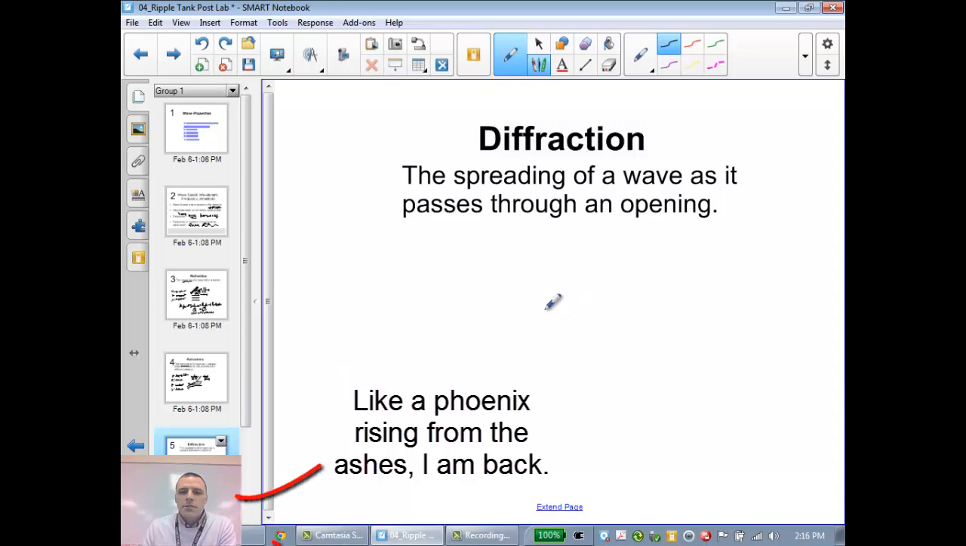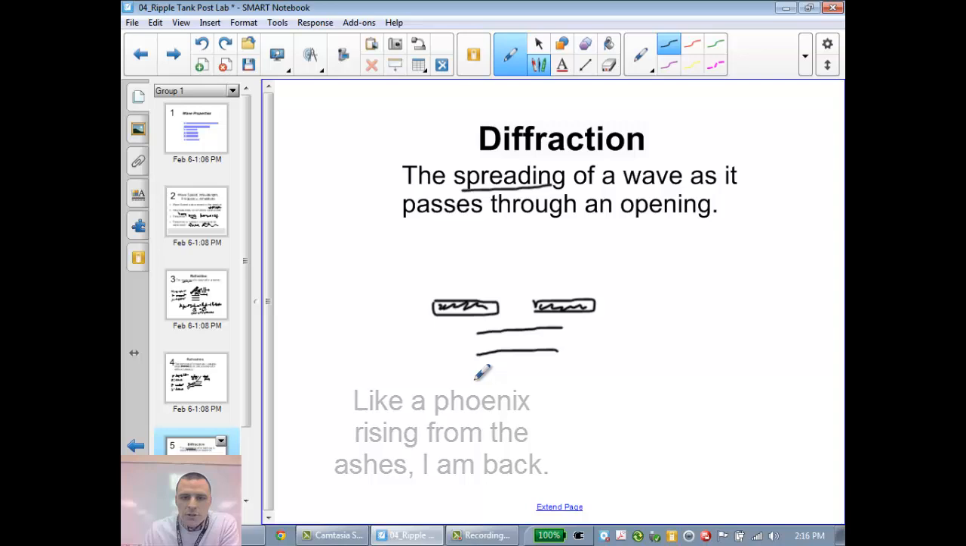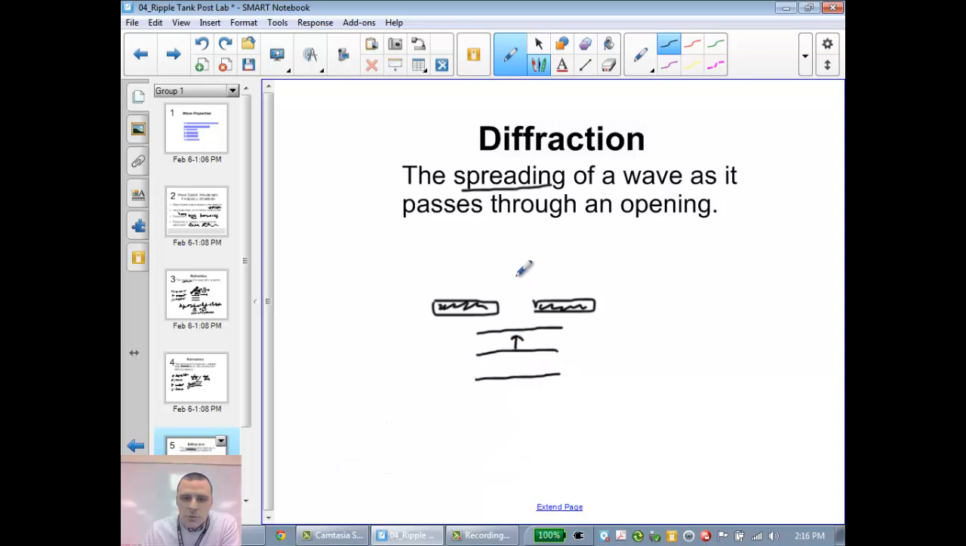Third property is diffraction. Diffraction is the spreading of a wave as it passes through an opening. Keyword, spreading. If I take a wave and send it through a small opening, so here are some wave crests, they're moving towards this opening. They don't just get blocked by the opening, some make it through and they spread out to fill in the region behind the opening. We call this the spreading of a wave.